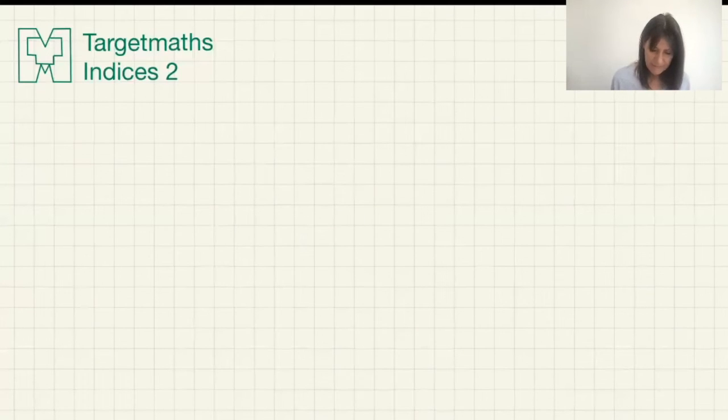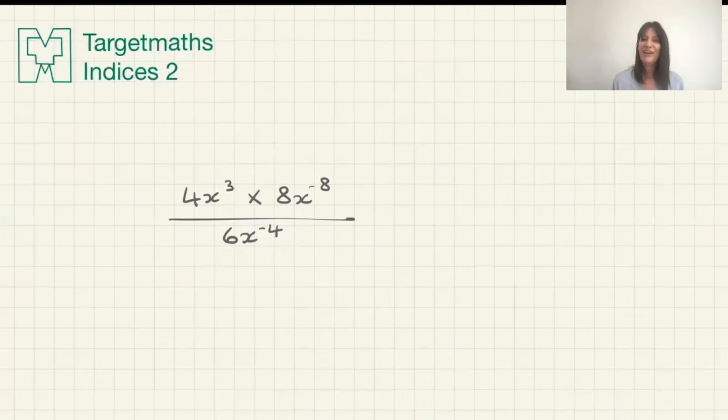We're going to do 4x to the 3 times 8x to the minus 8, and we'll put that all over 6x to the minus 4. All right, hit pause, press play when you're ready. Okay, so I'm going to sort out that top first of all. That's going to give me 32x to the minus 5 all over 6x to the minus 4.